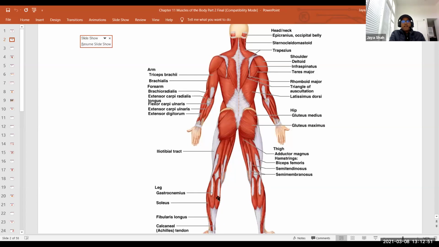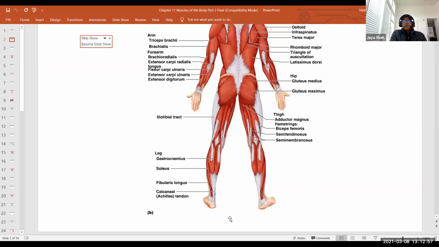In the calf, you have gastrocnemius. Under the calf muscle, gastrocnemius, you have soleus. So these are the muscles. You see, gastrocnemius tendon is attached to your calcaneus, and that is also called Achilles tendon. Achilles is the name of a warrior in Greek mythology. He was the most powerful person, okay?